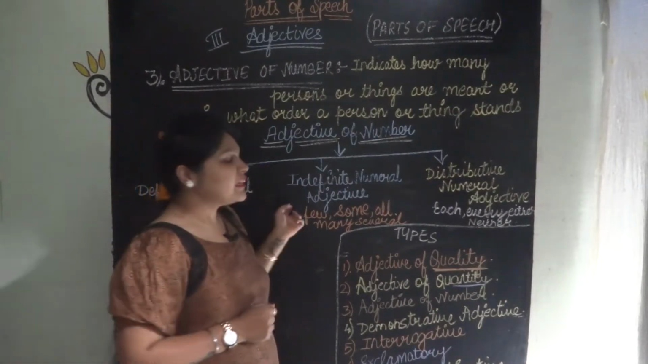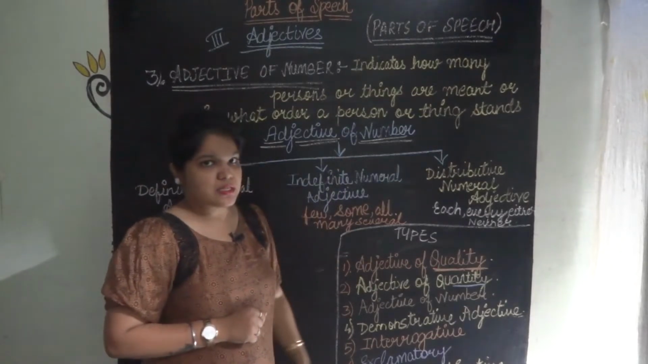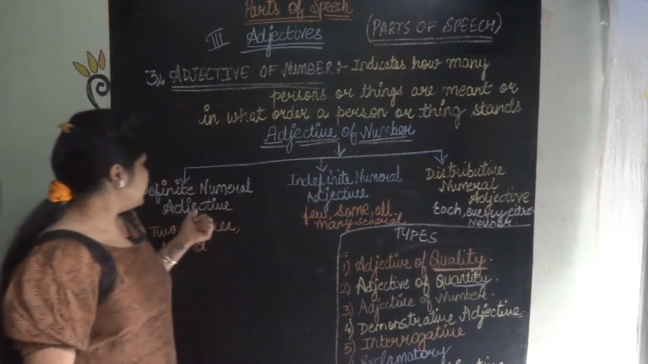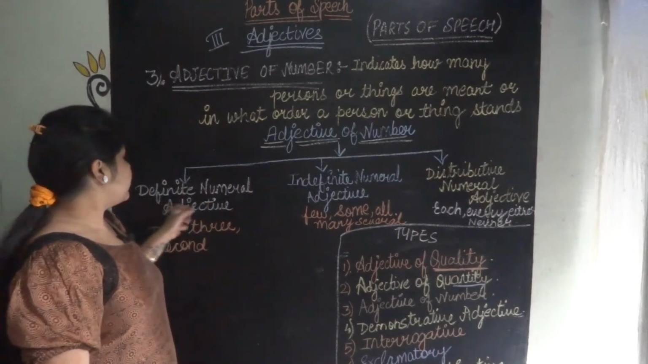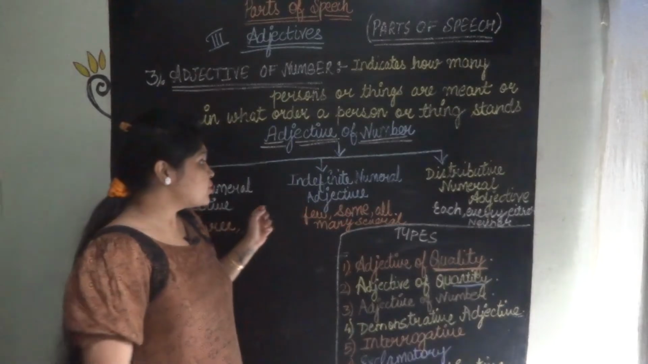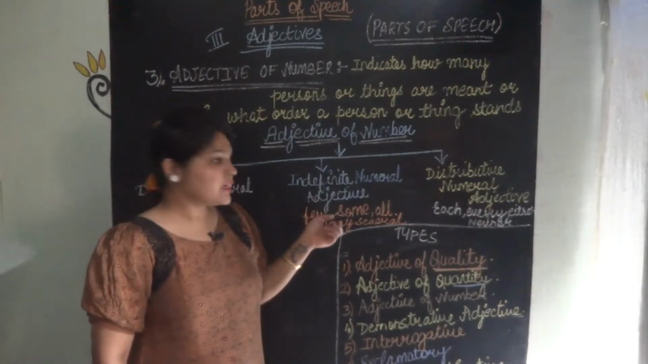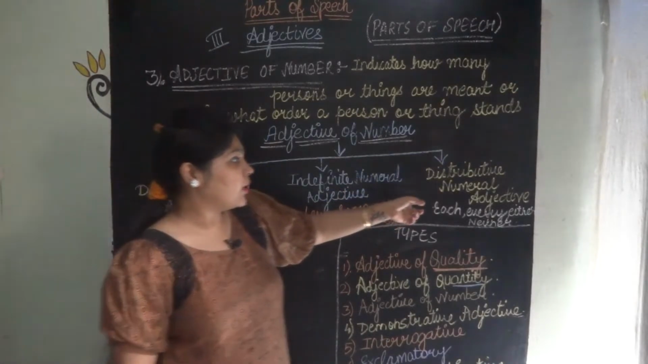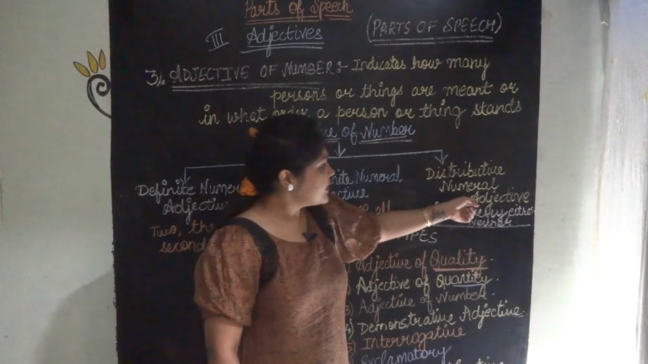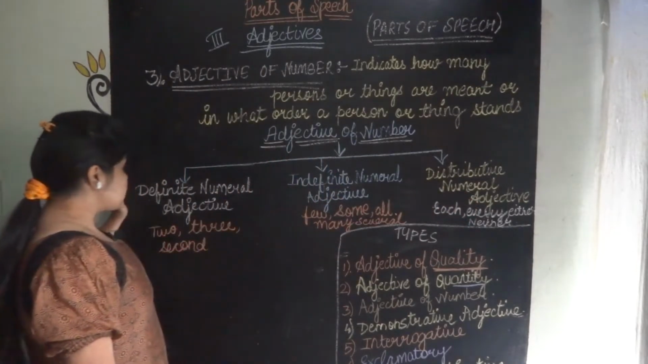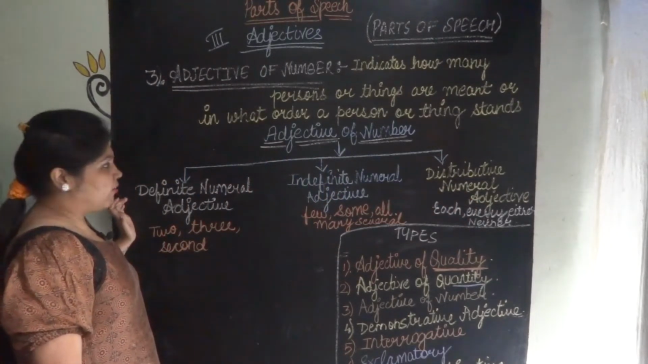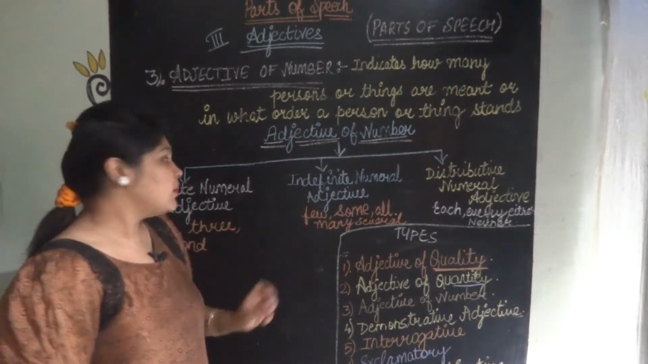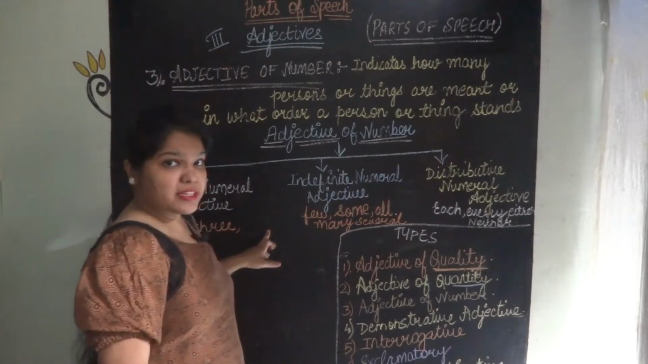We have 3 types of adjective of numbers. No, they are not at all confusing. They are very easy. But still, let's go through it. First one is definite numeral adjective. Second one is indefinite numeral adjective. And the third one is distributive numeral adjective. Now, first one is what? Definite numeral adjective. This I have already told you, like 2, 3, 4, 5. These are definite numeral adjectives.